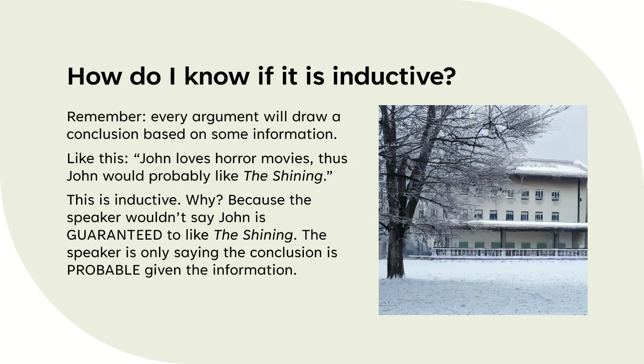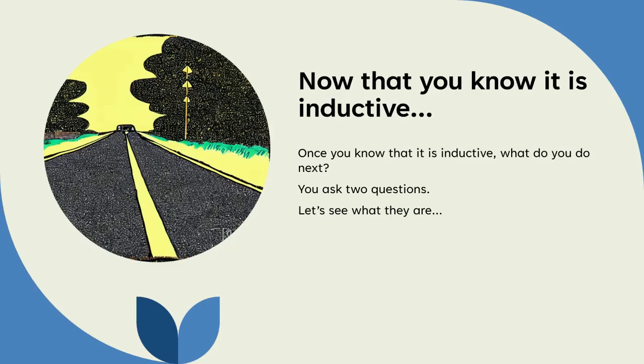Let me mention one other thing. The person is also basically predicting something about the future. They're saying John would probably like The Shining if he were to watch it in the future. Whenever someone makes a prediction about the future, it's an inductive argument, because we don't know the future for certain. So that's another hint that it's inductive: it's talking about the future.